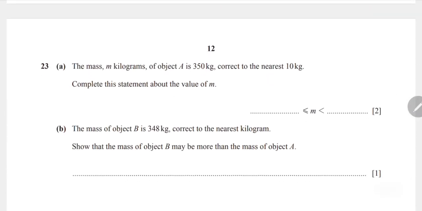The mass in kilograms of object A is 350 kg, correct to the nearest 10 kg. Complete this statement with the value of m. We have a mass of around 350 kg, correct to the nearest 10. So for the nearest 10 we have the values 345 and 355. Okay, upper bound and lower bound. For the nearest 10 we subtract and add 5 from the given mass.